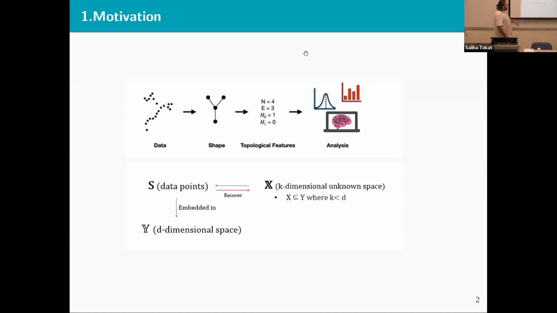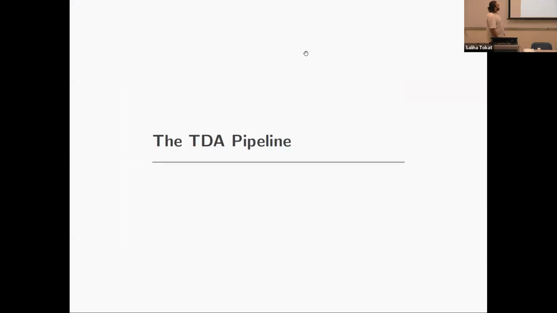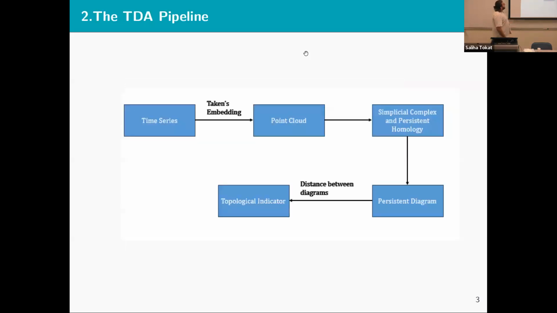Formally, suppose that at first you have data points S, which are embedded in a d-dimensional space Y, and we assume that there is a k-dimensional unknown space X that was sampled. The data is sampled from this X, and while sampling, the geometry and topology are lost. In TDA, our aim is to recover this information. So let's start with the pipeline.